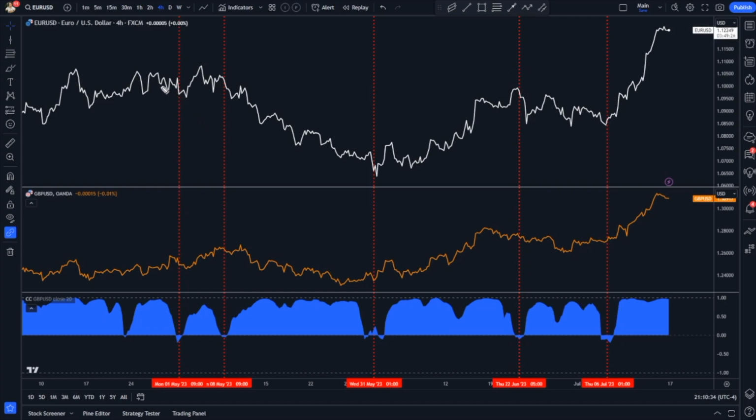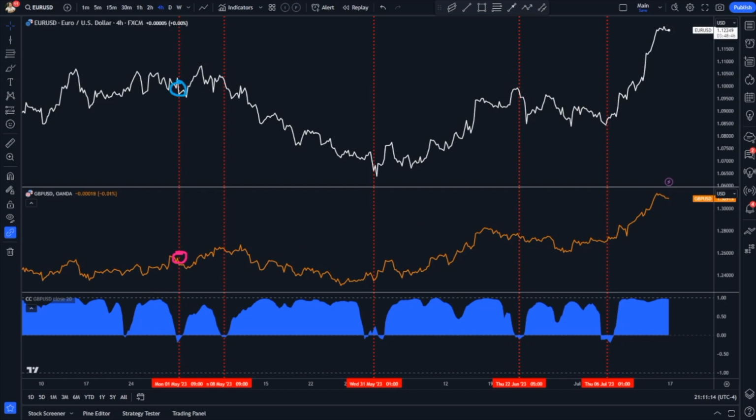What we're going to be doing here is essentially we're going to be buying the currency pair that has gone down, and we're going to be shorting the currency pair that has gone up. And we're going to be trading this breakdown of correlation back into correlation. So the example would be, in this first case, the pound is moving up, the euro is moving down. So we would buy the euro and we would short the pound.